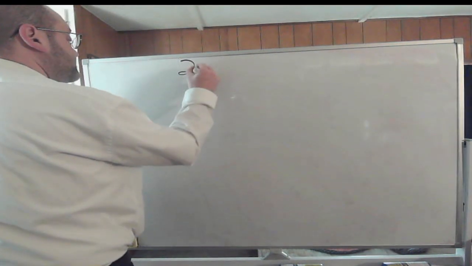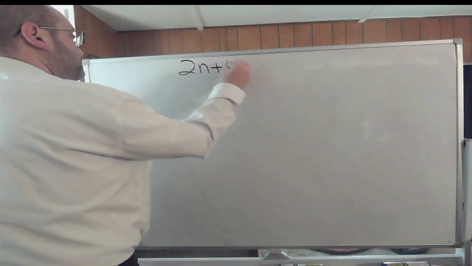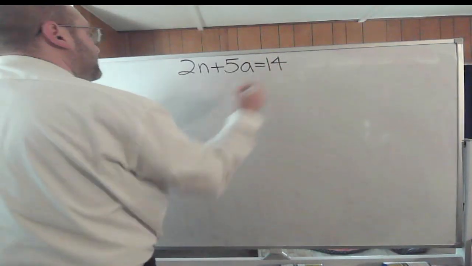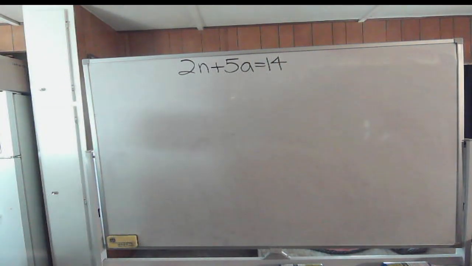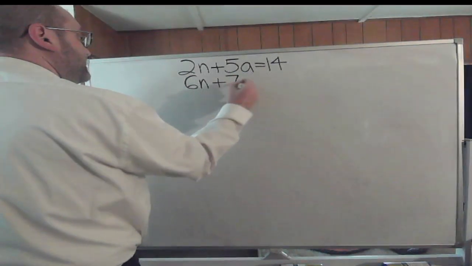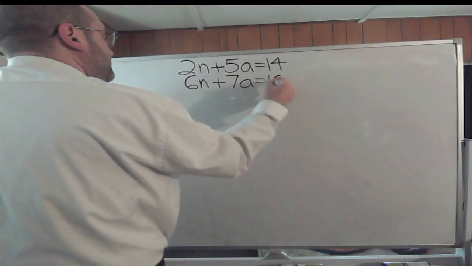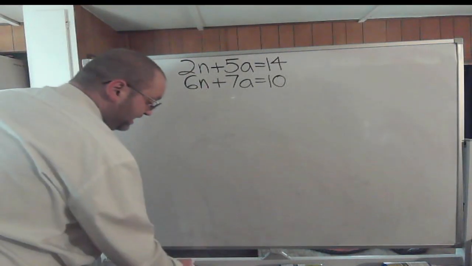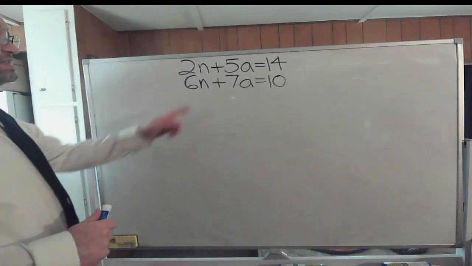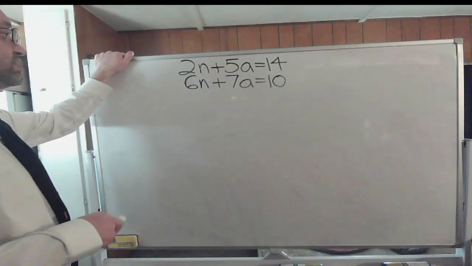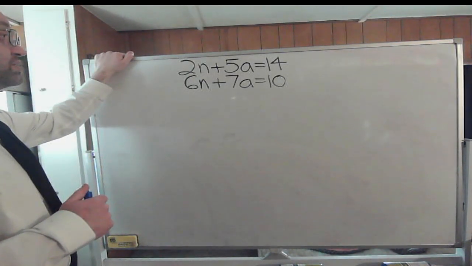So let's see, we have 2n plus 5a equals 14. Then we got 6n plus 7a equals 10. So we have 2n plus 5a equals 14, and then 6n plus 7a equals 10. Again, none of the coefficients are the same, so we got to figure that out.